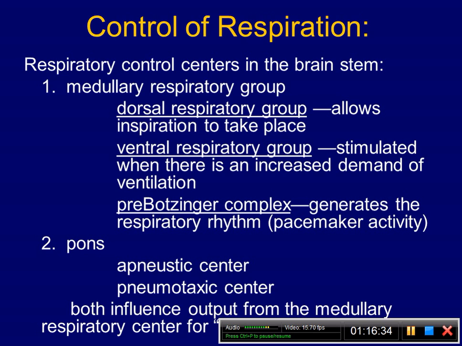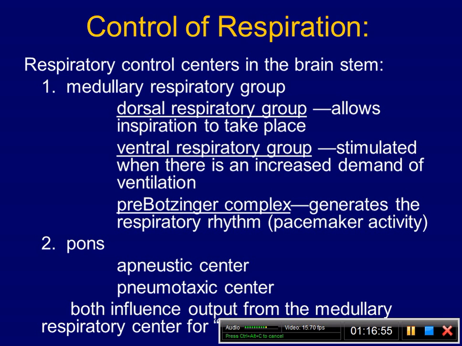And then the last one, the pre-Botzinger complex generates the pacemaker activity, so that you have this normal pace. So they're constantly firing over and over. It gives some kind of auto-rhythmicity to a skeletal muscle, so that you might want to think it. That's the medulla. Next is the pons.